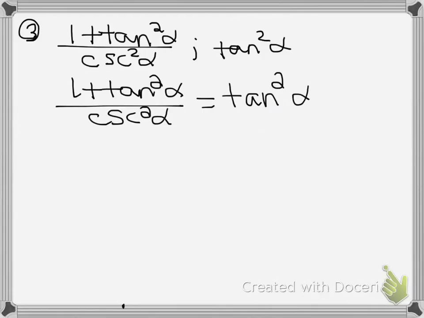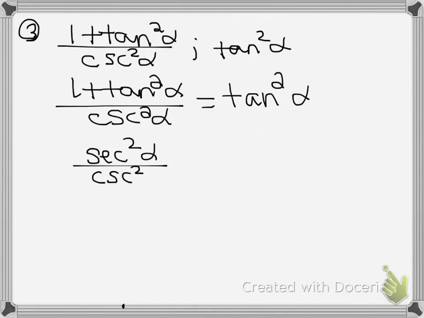Remember, you can't cross over the equal sign. You can work with the left side to make it equal to right. You can work with the right side to make it equal to left. Or you can work with both sides until they are equal, but you cannot cross over. 1 plus the tan squared, that's identity number 2, and that equals the secant squared.